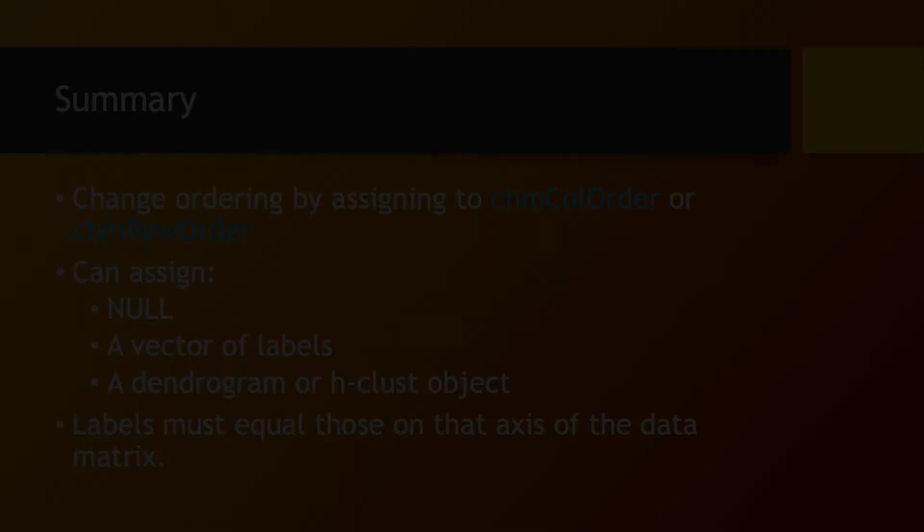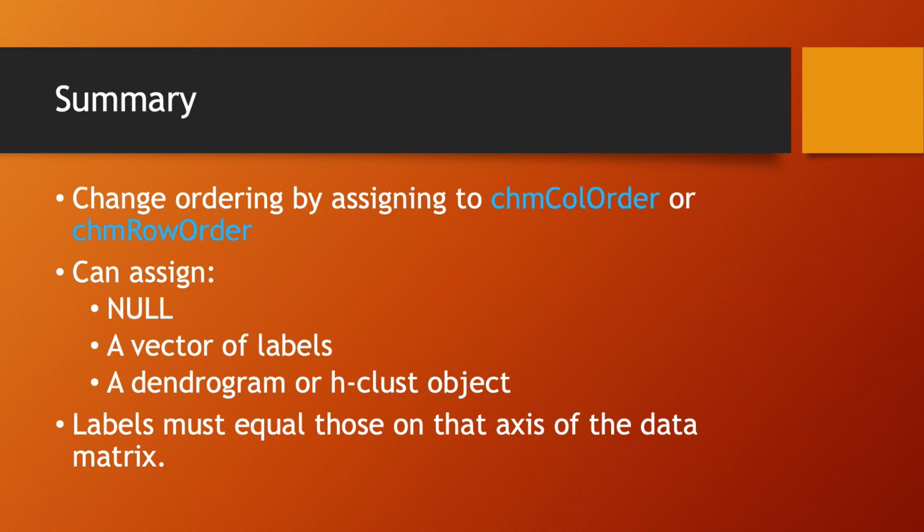In this video, we've seen how to override the default clustering of an NG-CHM by assigning to the CHM col order and CHM row order properties. You can assign null, a label vector, or a dendrogram or hclust object, provided that the labels in the specified object exactly match the labels on the relevant axis of the data matrix.